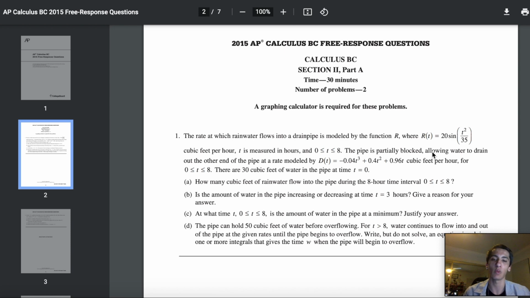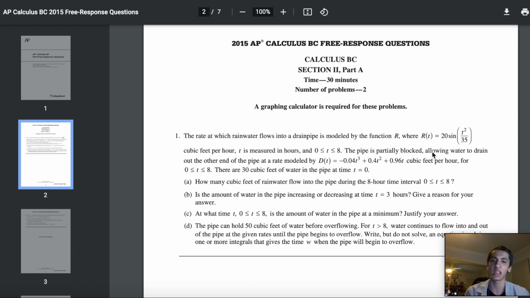The rate at which rainwater flows into a drain pipe is modeled by the function r, where r of t equals 20 sine(t squared over 35) cubic feet per hour. t is measured in hours from 0 to 8. The pipe is partially blocked, allowing water to drain out the other end of the pipe at a rate modeled by d of t equals negative 0.04 t cubed plus 0.4 t squared plus 0.96 t cubic feet per hour from 0 to 8. There are 30 cubic feet of water in the pipe when t equals 0. So, a lot to digest.